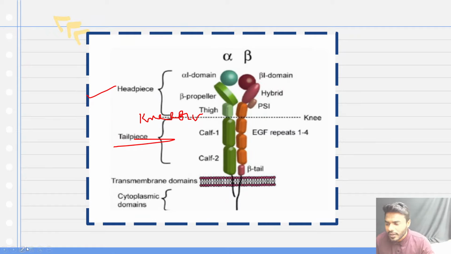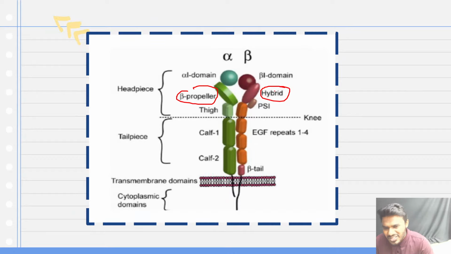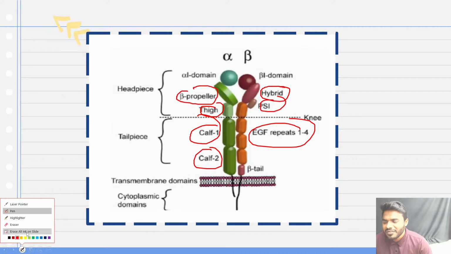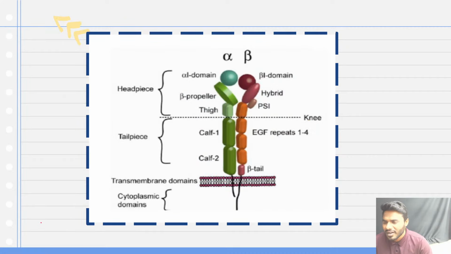What does the headpiece contain? The headpiece contains propeller and hybrid. These are all names of proteins. Thigh protein, PSI protein. The tail piece contains calf-1, calf-2 in the alpha domain, and EGF repeats in the beta domain. If you can't remember this, friends, please leave it. There is no necessity to read and remember.